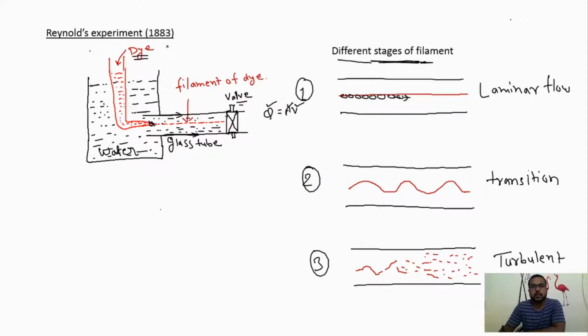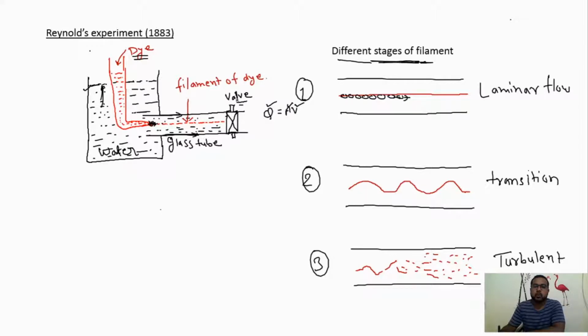In 1883, Reynolds performed an experiment in which he demonstrated turbulence in a pipe. He took a water tank with a constant head of water, and this is the glass tube through which water is flowing. There is another container containing dye, with a small area of output where the dye is discharging. And there is a valve to maintain the flow rate.